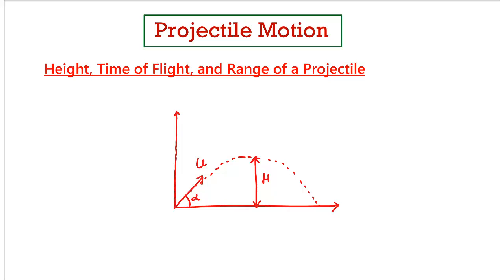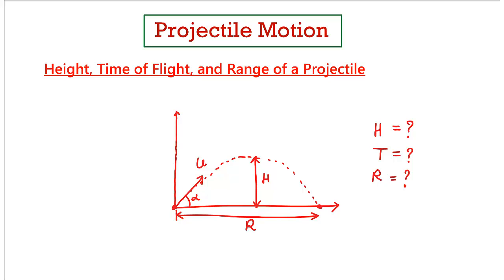We'll call this maximum height h, time of flight t, and the range, that is the distance covered on the horizontal plane, from the launching point to the landing point. So on the horizontal plane, what is the distance between the launching and landing point? That we will call range. So in this video we will try to find these three terms and calculate expressions for these three things.